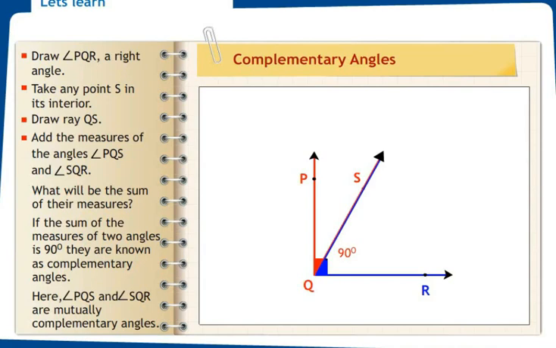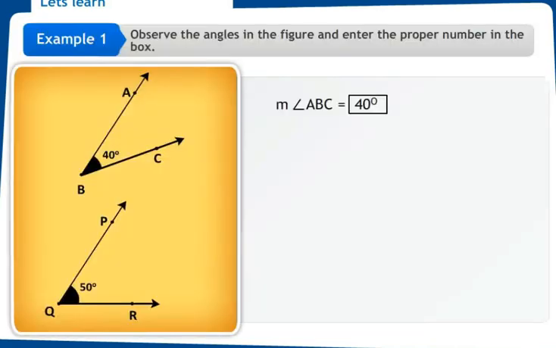So two angles, when the sum of their measures is 90 degree, we are going to call them complementary. Here you can see an example, angle PQS and angle SQR are mutually complementary angles because they are adjacent angles too. So I hope you have understood the concept of complementary angles. Two angles, when we sum up, the addition should be equal to 90.